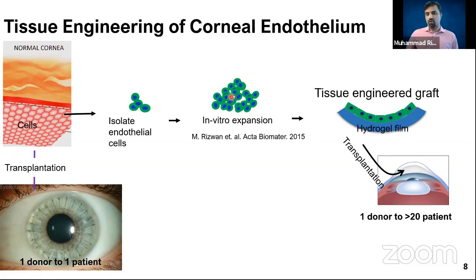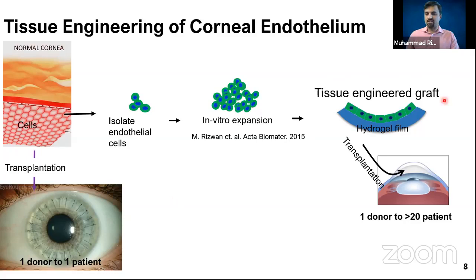And after we have grown all these cells, we can put them on a hydrogel film to generate a tissue engineered graft. And then this graft can be transplanted into the eye. Now, because there is a lot of cell growth involved, we can treat up to 20 patients from the same one donor cornea. So you can see how we can use these tissue engineering principles to ideally treat many more patients instead of having one donor to one patient.